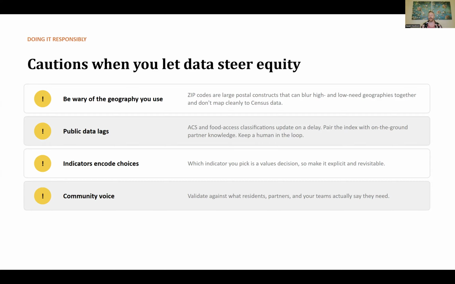You might find that SNAP participation is just not that helpful. You may find that even though a place is relatively low need, SNAP participation is low, median income is high, all that, that doesn't mean that the people there are low need. That goes right into the next one, community voice. The people in these communities that are considered lower need aren't necessarily low need. So we need to validate against what our residents, our partners, and your teams know about the places that they work in. Keep a person in the loop all the time.